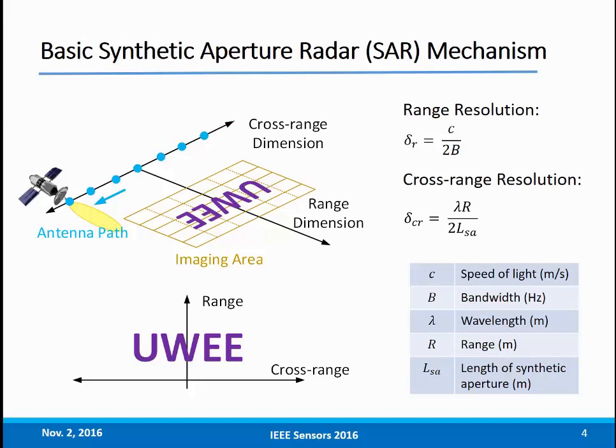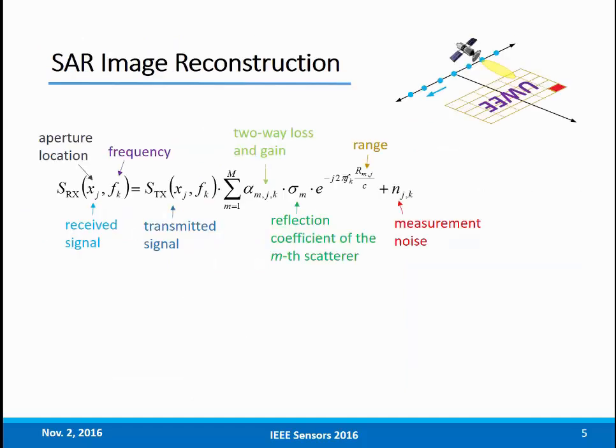Range information can be extracted from the impulse response of the cross-correlation between the transmitted signal and the received signal. The range resolution is inversely proportional to the bandwidth. To obtain fine cross-range resolution, the energy transmitted by the antenna needs to be focused into a sharp beam, which can be achieved from a relatively long synthetic aperture.